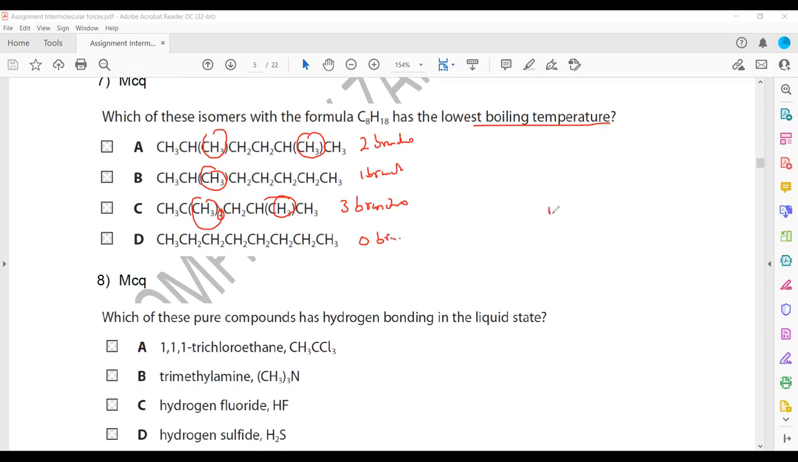So we know the boiling point and the number of branches are opposite. As the number of branches increases, the boiling point decreases. So the lowest boiling point should have the highest number of branches. That's why C is the right answer. Is this question clear? Question 7.